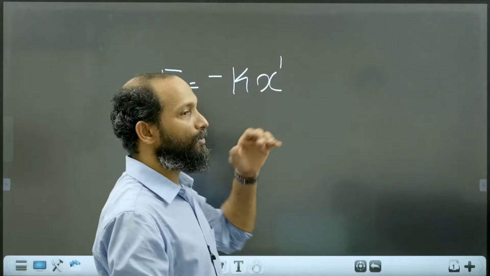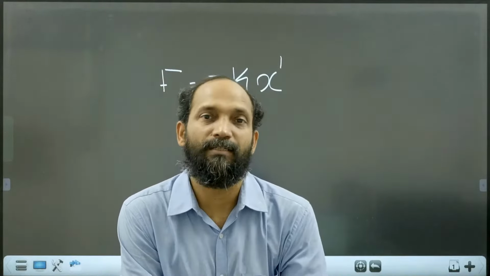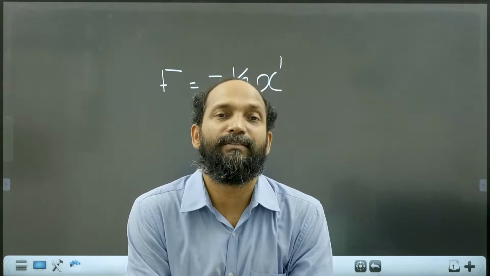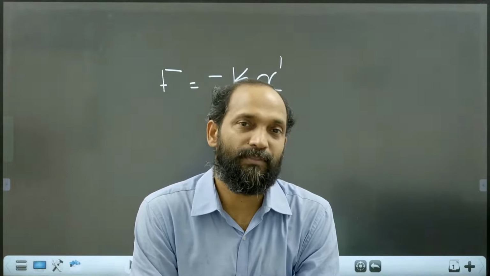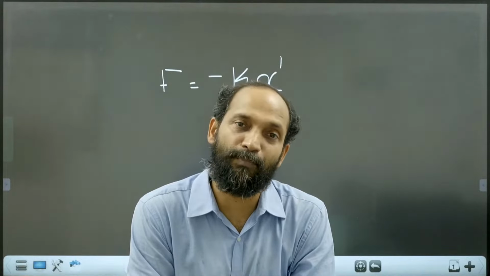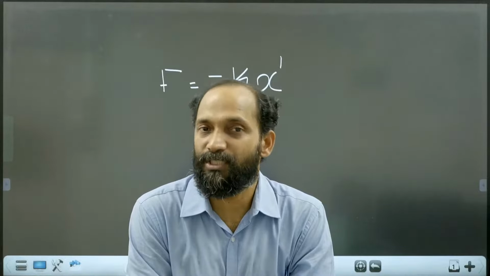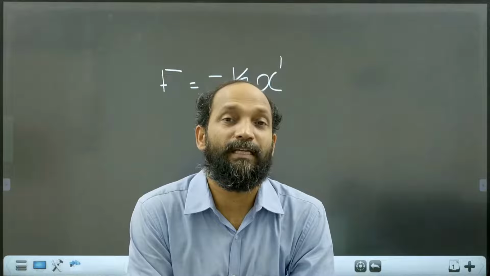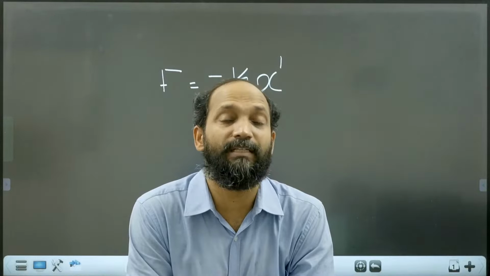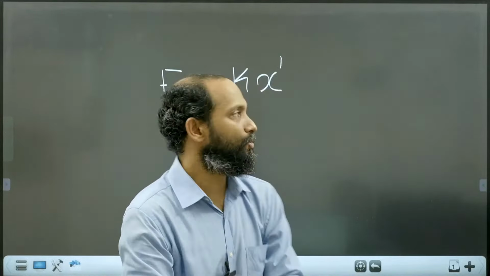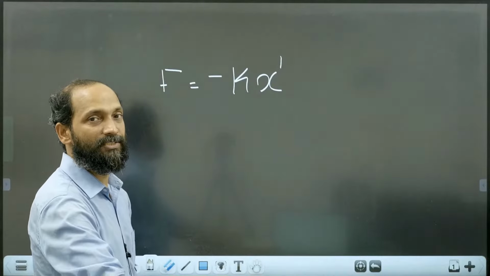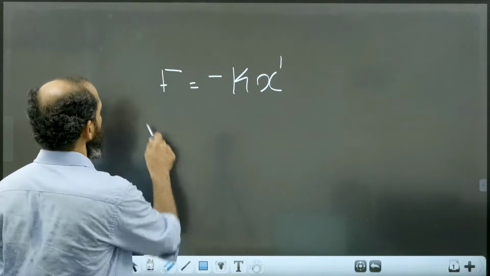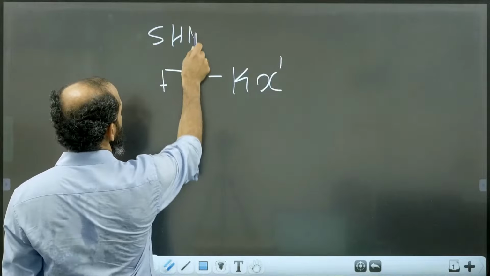But if the power of x is 1, 3, 5, 7, then that force has a restoring property, due to which that motion can be harmonic, and it is simple harmonic only when the power of x is 1. So F is equal to minus kx is the condition for simple harmonic motion.